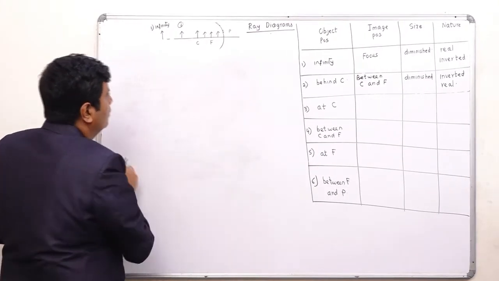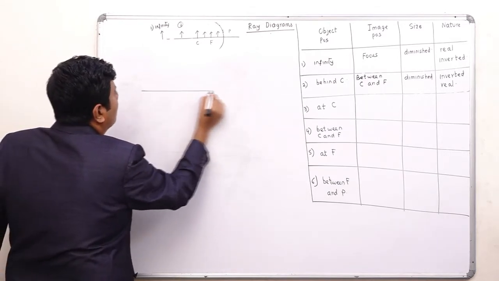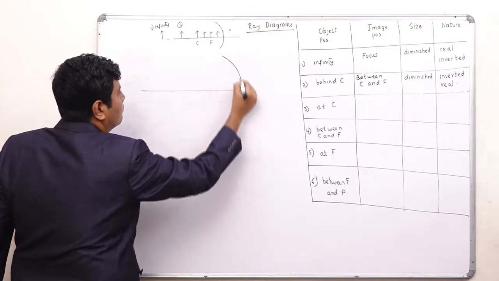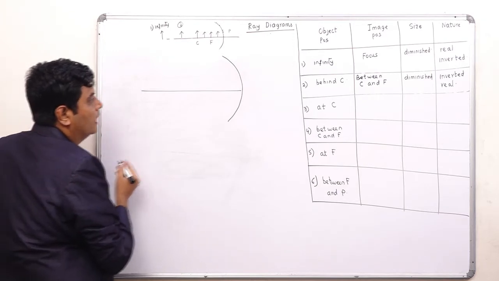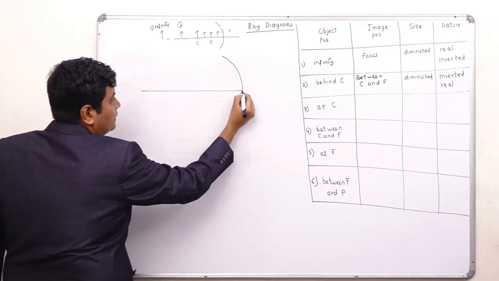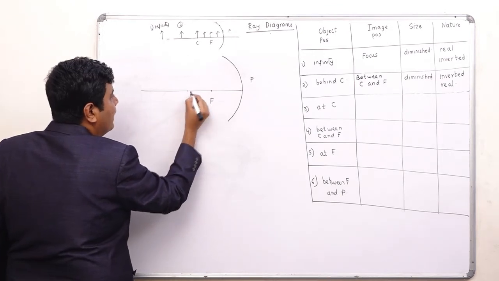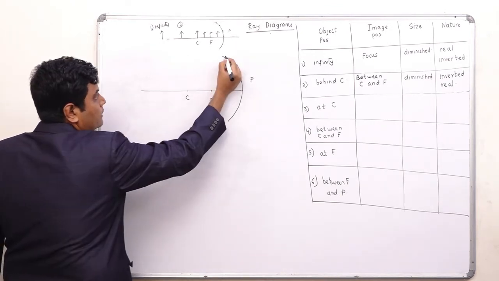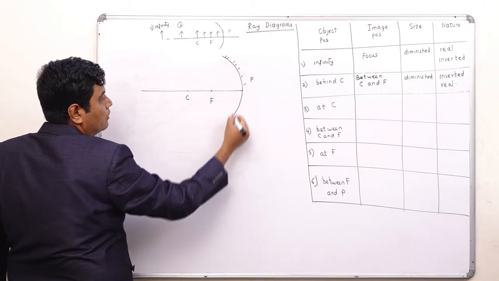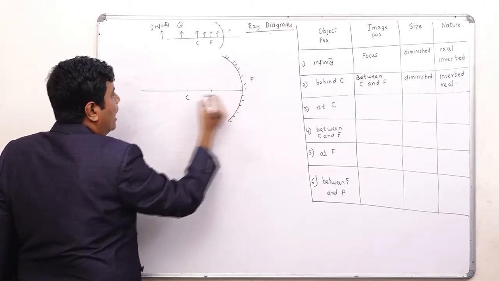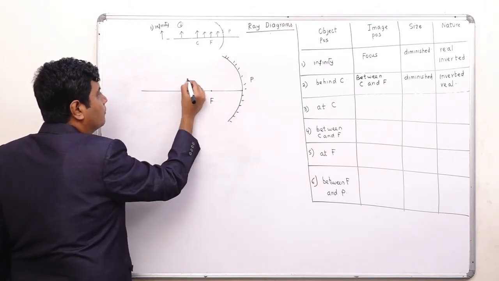Third position. Third position is at C. So this is my pole, this is my focus, this is my C. This is the mirror. Now my object is at C.